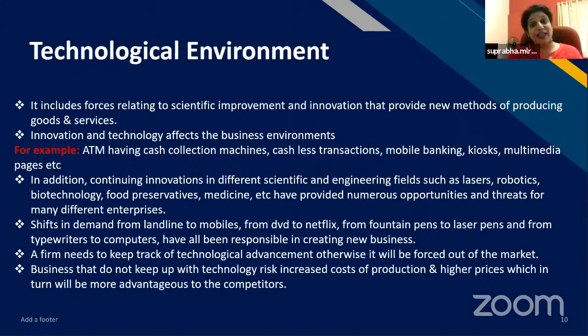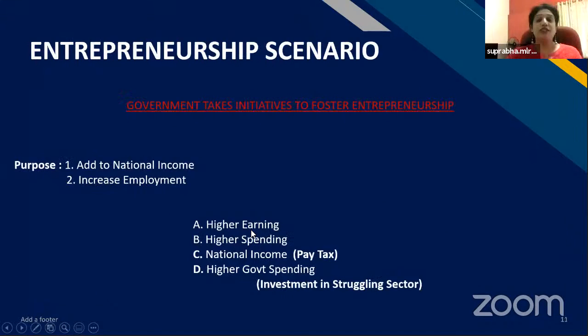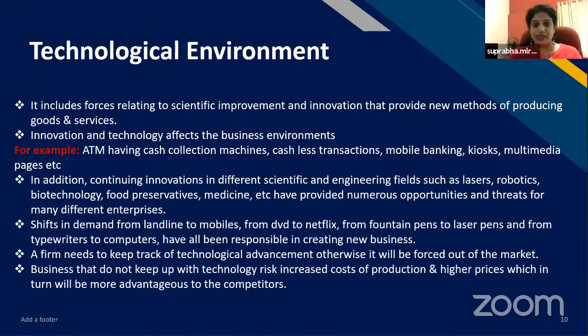Why will I give it at a lower price? Because my production cost is reduced. So even if I reduce my price, it is a double profit for me. So your business is a doomed one because your competitor has done that. So keep an eye on the technological environment, and it keeps on changing. Okay. So this was about all the different types of environments.